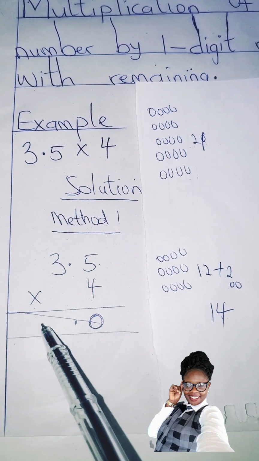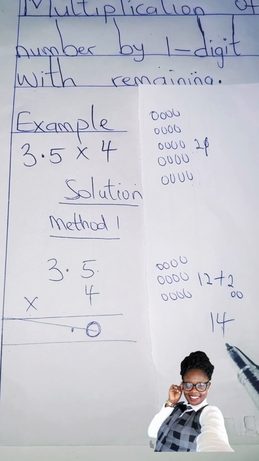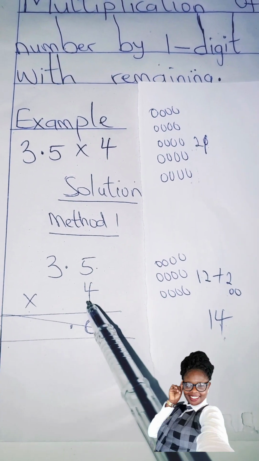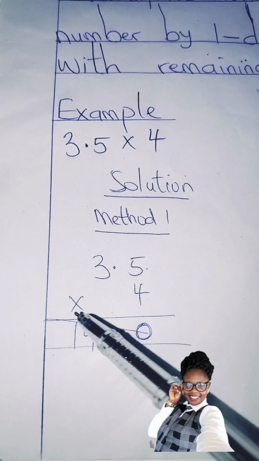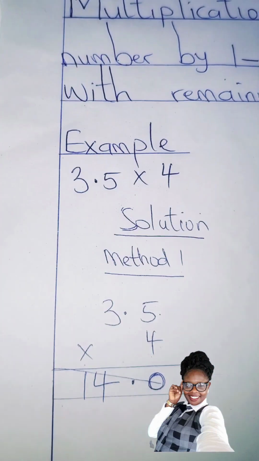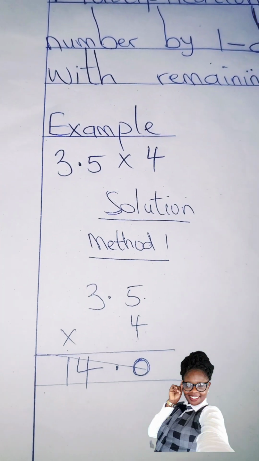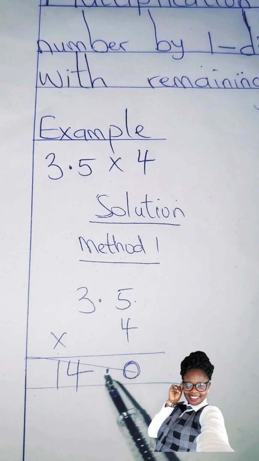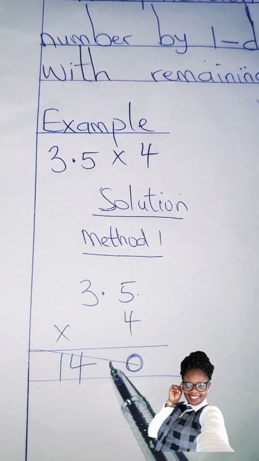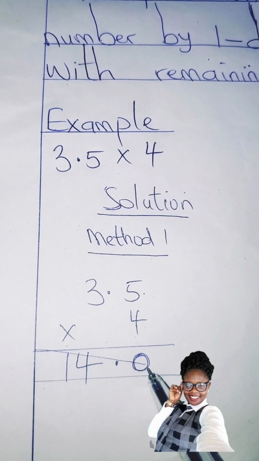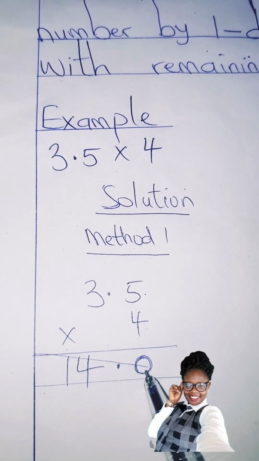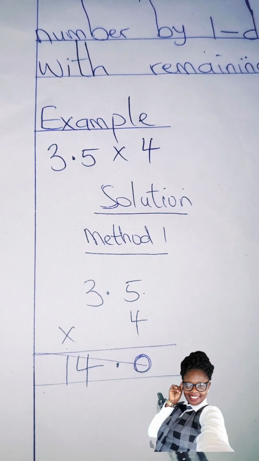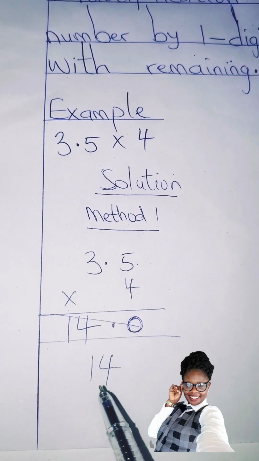I'll write my 14 out here completely. There is only 4 for me to write because there is no other number for me to multiply with 4. And here it is. My answer is 14.0. And in mathematics, when 0 is after a decimal point, the 0 means nothing. As you can see here, this 0 is after a decimal point. This 0 means nothing, which makes my answer to be 14. So my final answer is 14.